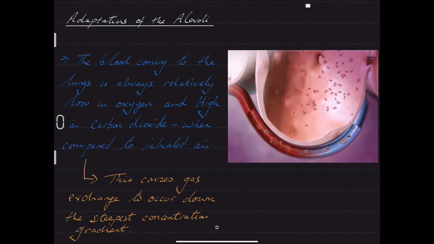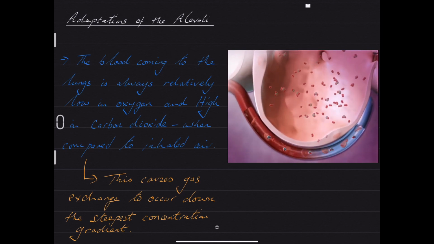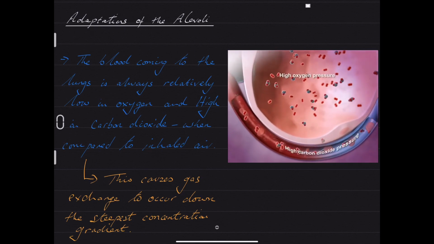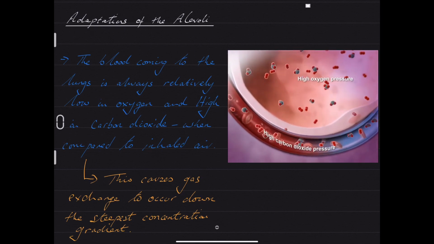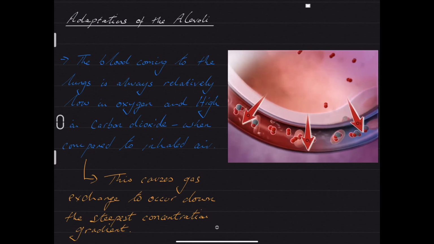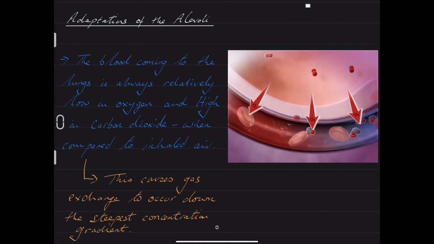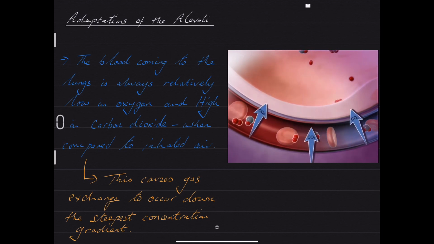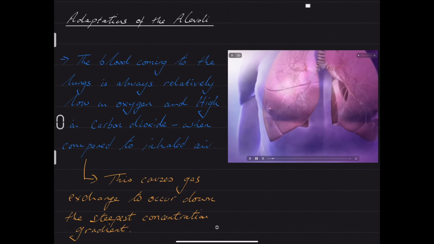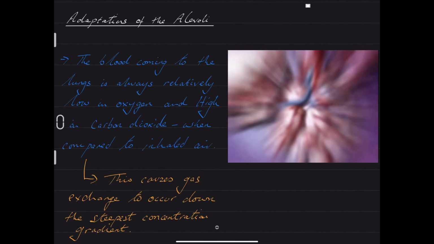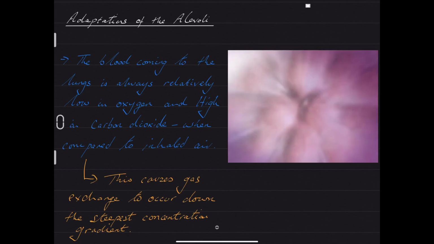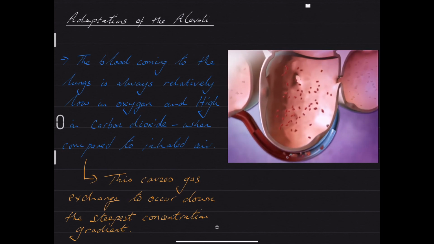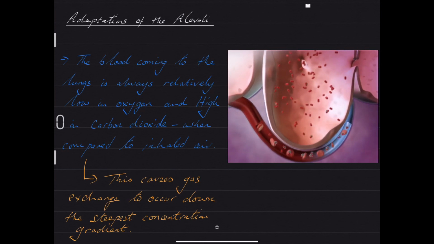Now, this causes the exchange of gases to occur down the steepest possible concentration gradient. And because we have this difference in concentrations of air coming from the rest of the body at the lungs and air coming from the atmosphere, we have a steep concentration gradient, and this again enables diffusion to occur in a more efficient way.